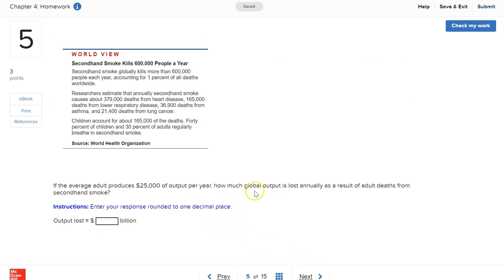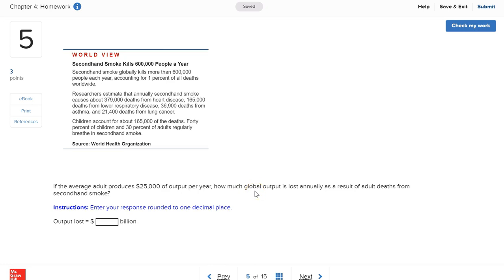This one is a little bit tricky. It looks like a straightforward calculation until you realize that the question says if the average adult produces $25,000 of output per year, then how much is the global output.